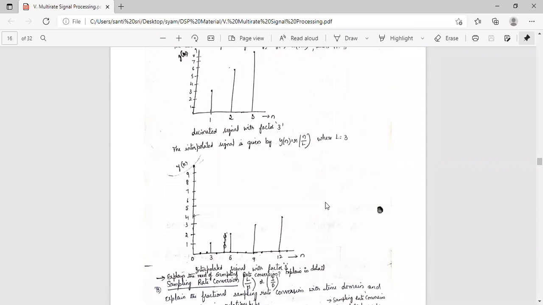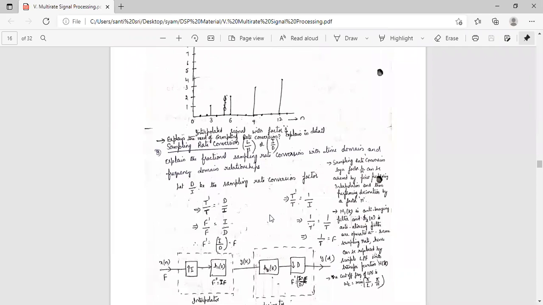And the interpolated signal is represented by y of n equal to R of n by L. Here L is 3, so it is n by 3. So 3, 6, 9, 12, at these places it will appear. That is the interpolated signal with factor 3. So these are the decimated and interpolated factor 3 sketches.